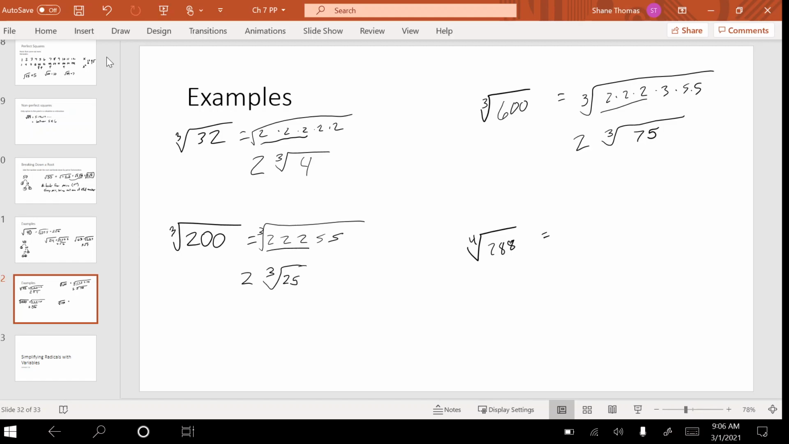All right, last one. 288. What was the breakdown for 288? 5 2s and 2 3s. Okay. Now I have a fourth root out front. Right? So now I need a grouping of how many? 4. Do I have 4 of anything? Yeah, for 2. I got 4 2s. So I bring that out front. 2, fourth root of 2 times 3 times 3, which is 18. You guys all right with that?